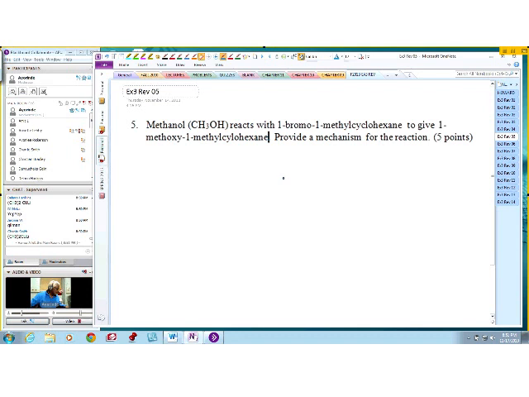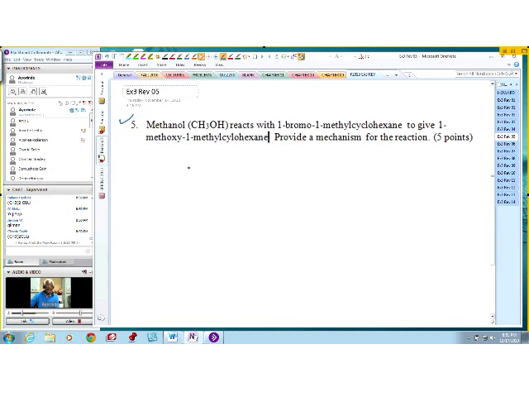Now let us see here. Ronel, go ahead and read this for us again, since I called both of you the last time. Methanol reacts with 1-bromo-1-methylcyclohexane to give 1-methoxy-1-methylcyclohexane. Provide a mechanism for the reaction. Okay, thank you, very good. I'll turn your mic off.